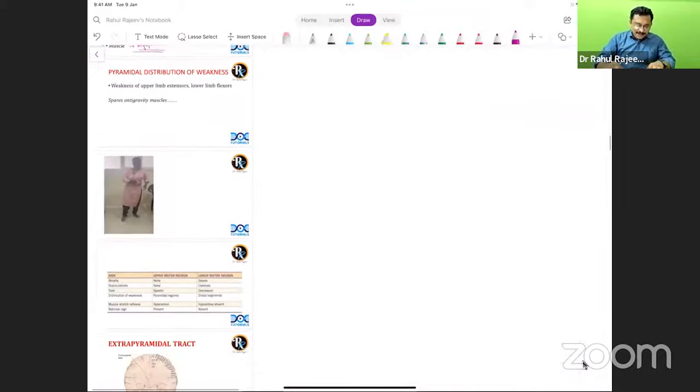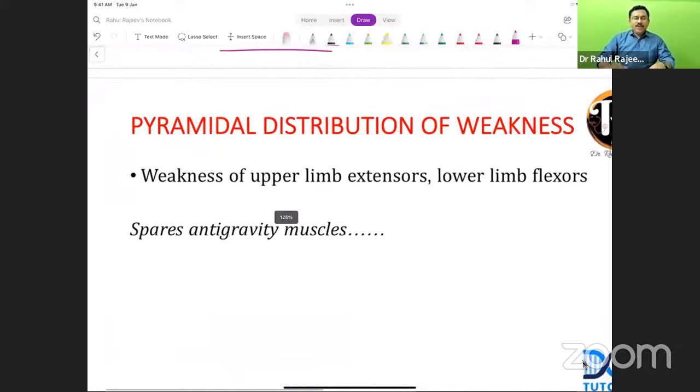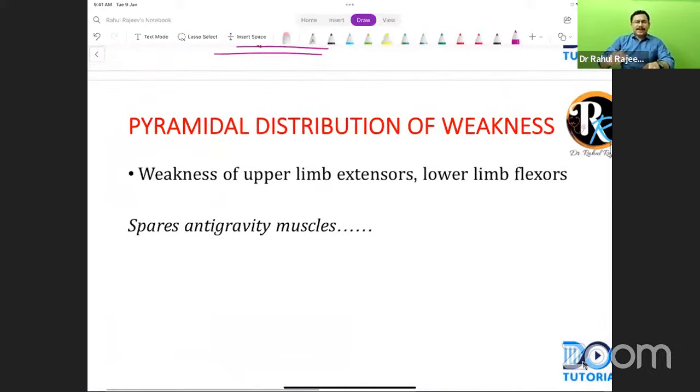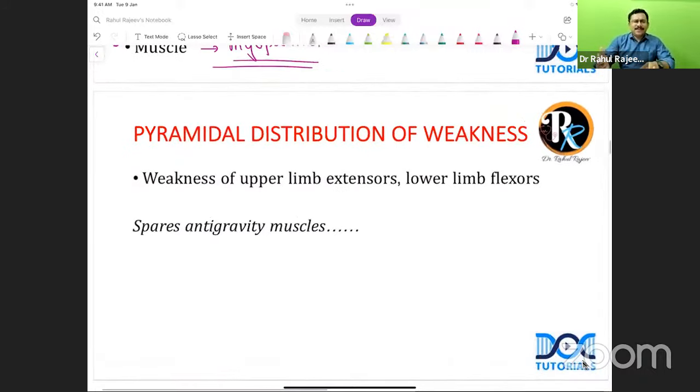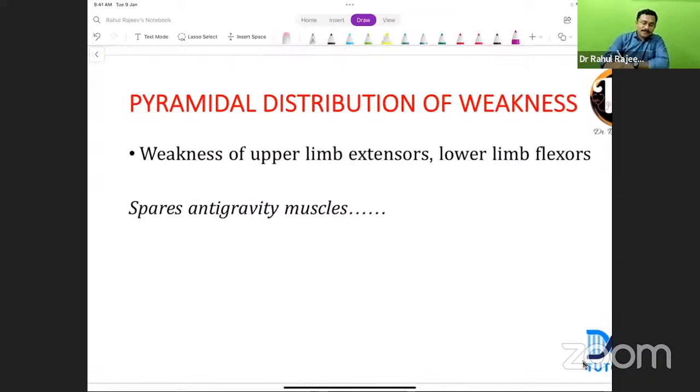Now, let me try to tell you the difference between a UMN weakness and LMN weakness. Some points I told you, one is a spastic weakness, flaccid weakness. The other point I want to tell you is the pyramidal pattern of weakness or the pyramidal distribution of weakness. Let me try to make you understand what is that. What is this pyramidal distribution of the weakness?